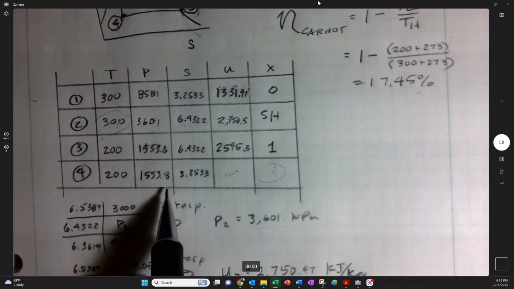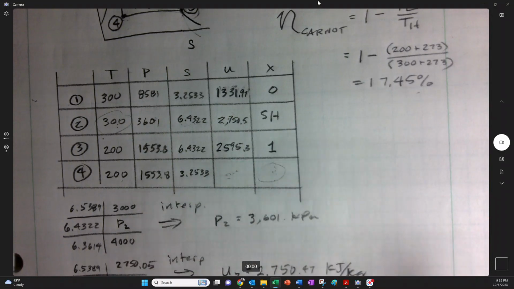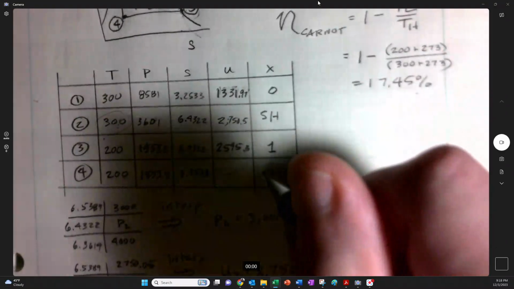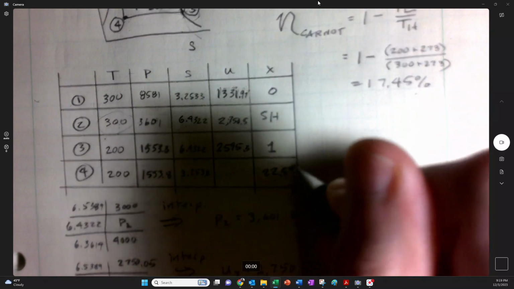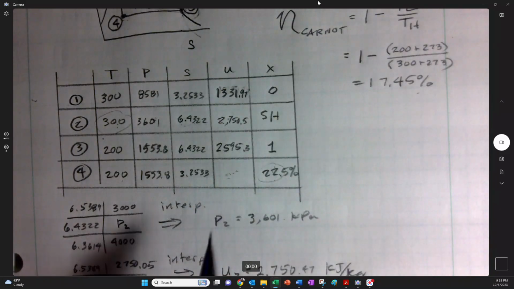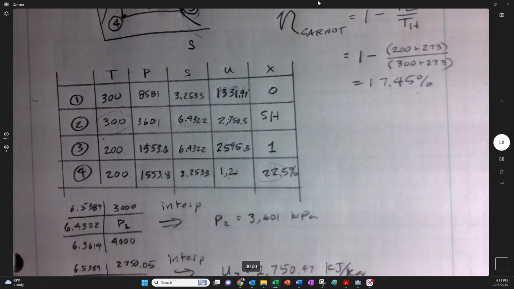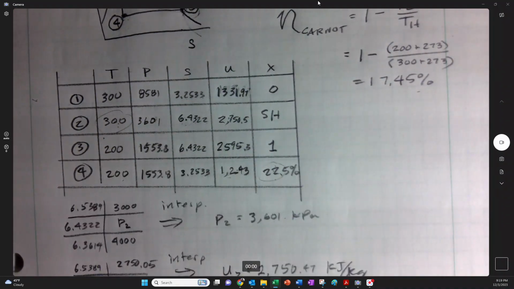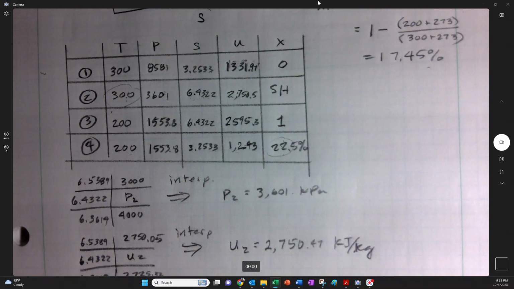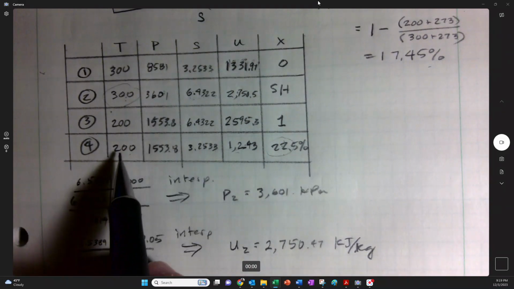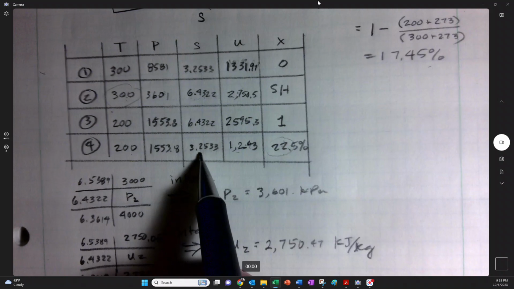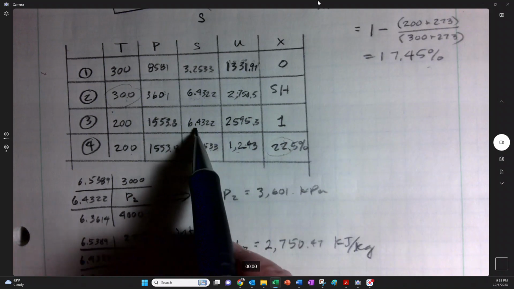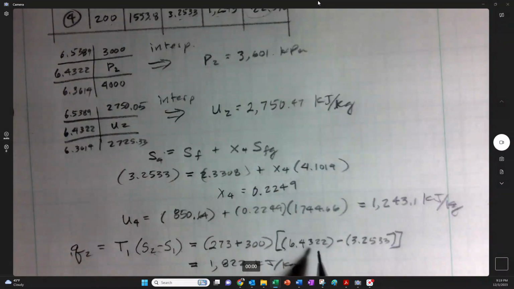S4, which I never wrote this down up in here. Should have. Should be 22.5%, and that U was supposed to be 1,243. So sorry about that. I got distracted. So I want S4. Where's S4? So 3.2533 minus. So it's really just reversing these two things.